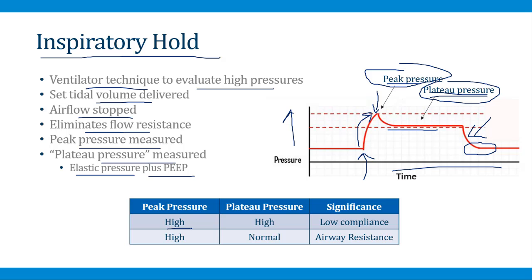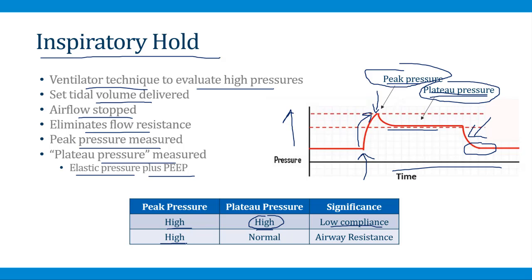If the peak pressure is high and the plateau pressure is high, this tells you the lungs are stiff with low compliance. Because remember, the only thing that will make the plateau pressure high is poor lung compliance. And in many lung diseases, patients have poor lung compliance, especially things like ARDS, and you can see it in pulmonary edema and other causes of respiratory failure.